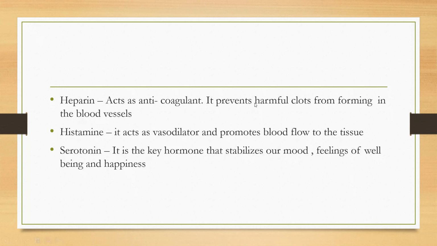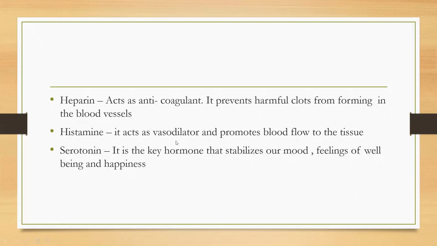So it prevents clots. If clots accumulate in the blood vessels, what will happen? There will be no flow of blood in the blood vessels. So who prevents these clots? The heparin. Second is histamine. Now, what exactly is histamine? Histamine is a vasodilator.